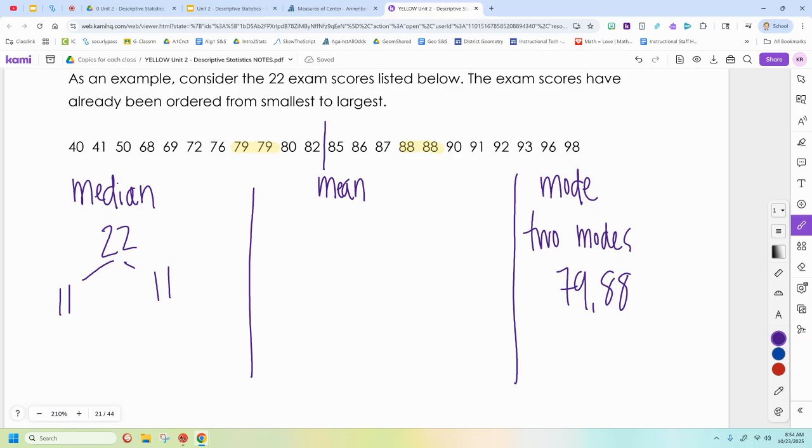So when you have two numbers in the middle, that's when you're going to take the average of those two numbers. So 82 plus 85 divided by 2. We're dividing by 2 because we only have two numbers here. And then that means our median is going to be 83.5. Okay, so there's our median.